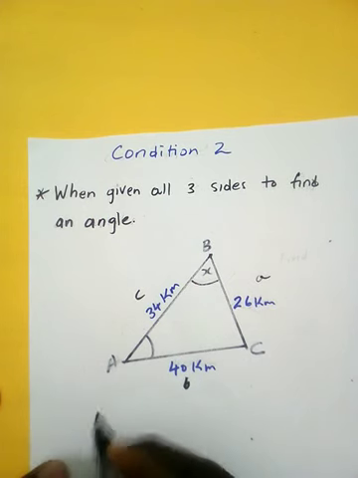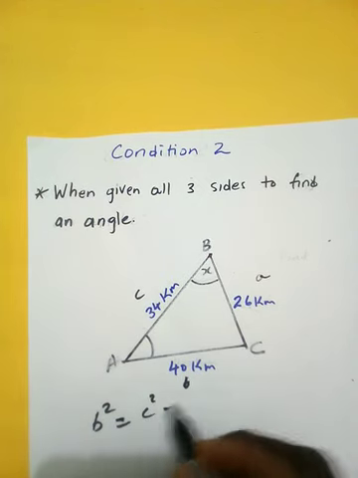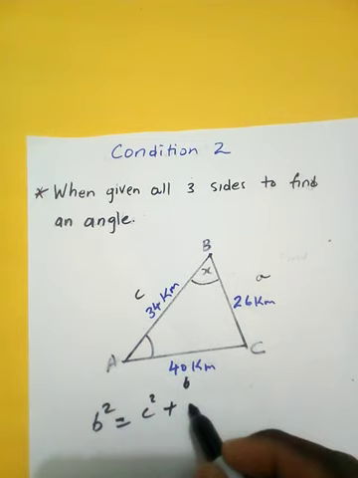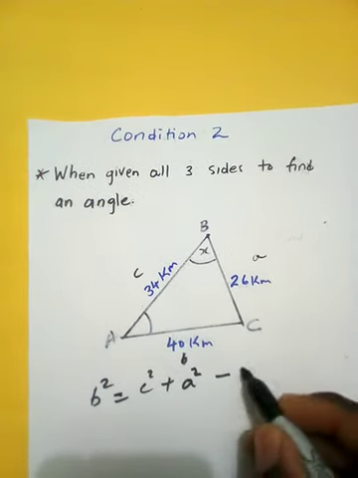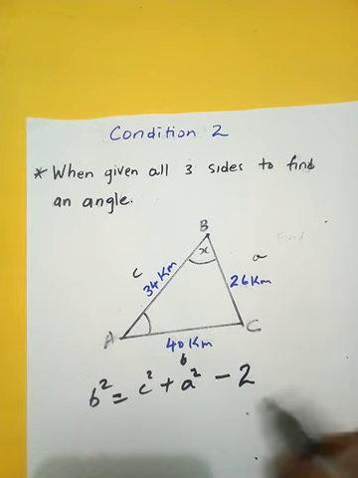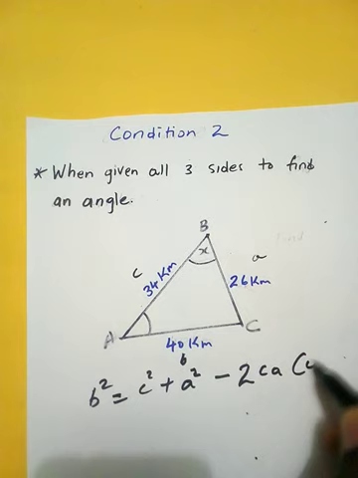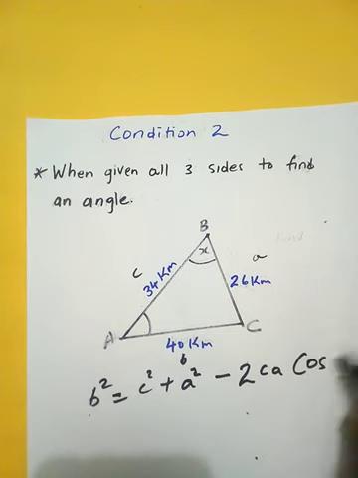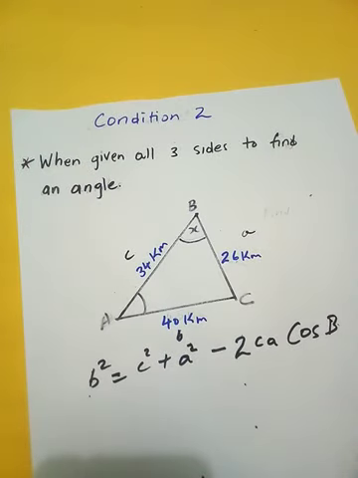Therefore, b squared equals, and if we start with b, which other two sides are left? c squared plus a squared minus 2 multiplied by what? The two sides that are here, c and a, and then we cos what we start with, side b, so we cos angle B.